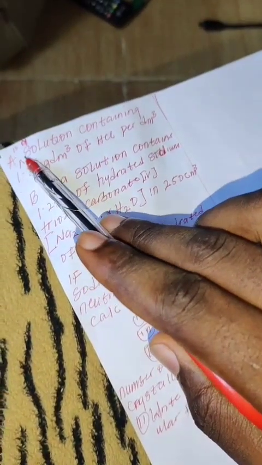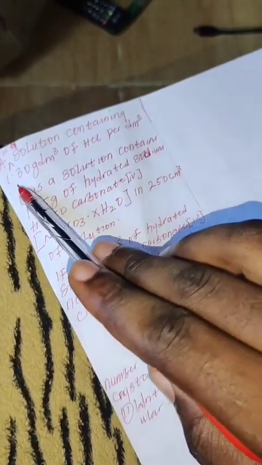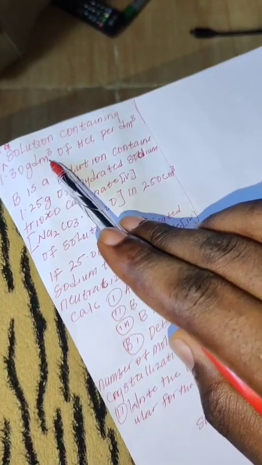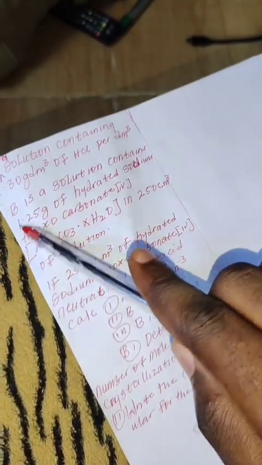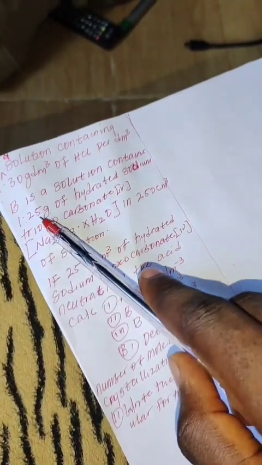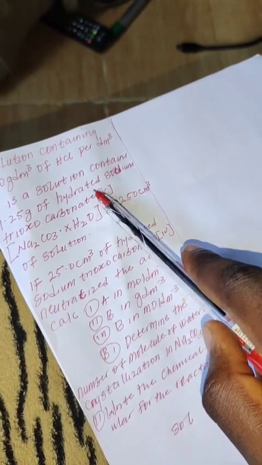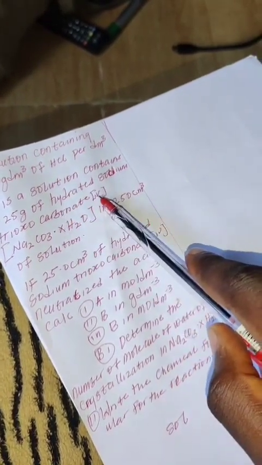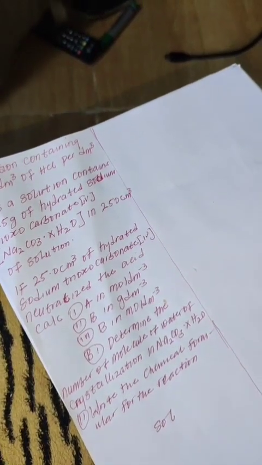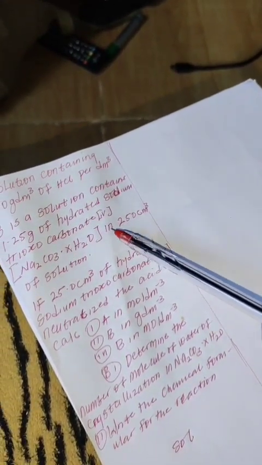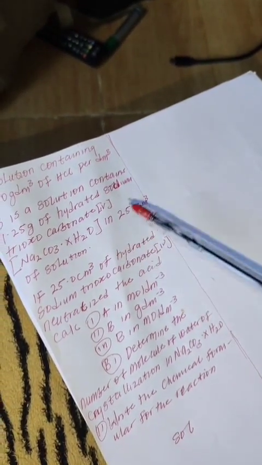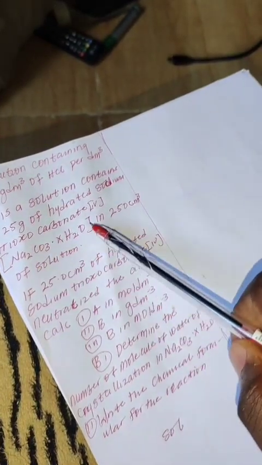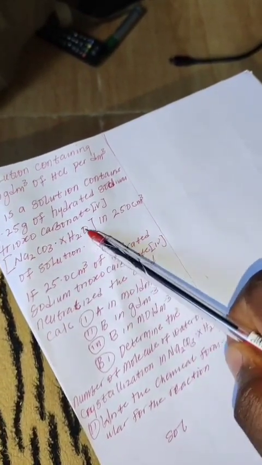Now look at this question we have before us here. We're given that A is a solution containing 1.03 gram per dm³ of hydrochloric acid. B is a solution containing 1.25 gram of hydrated sodium trioxocarbonate(IV), and we have the compound here already, in 250 cm³ of the solution. Before I proceed further, please take note: this is the same specimen that is sent from WAEC.